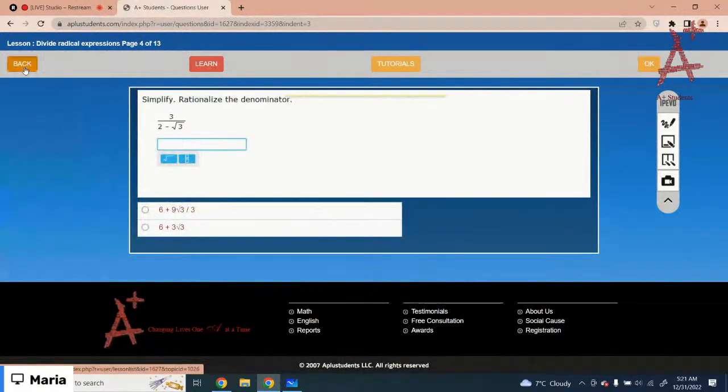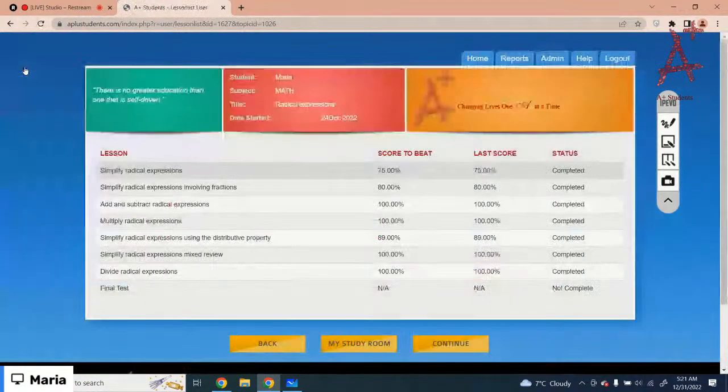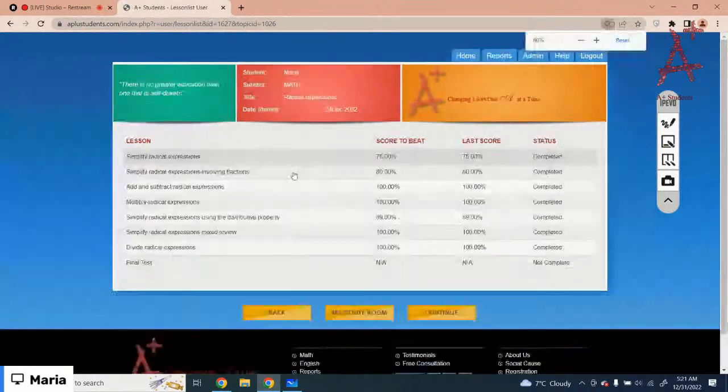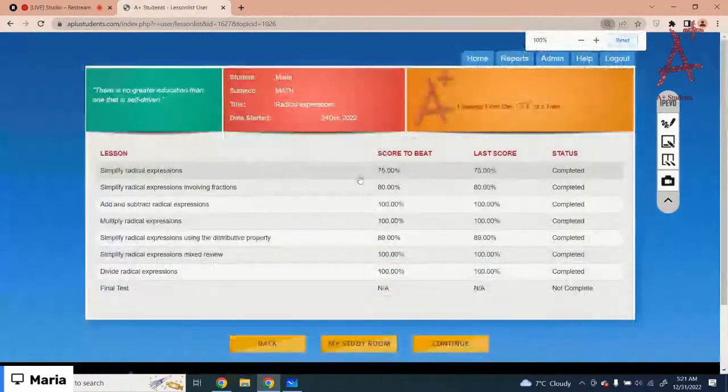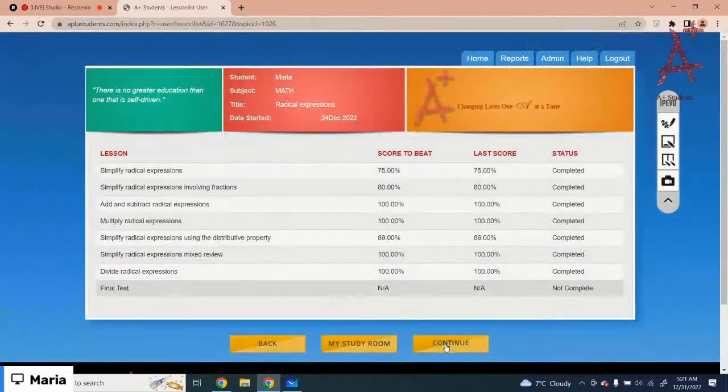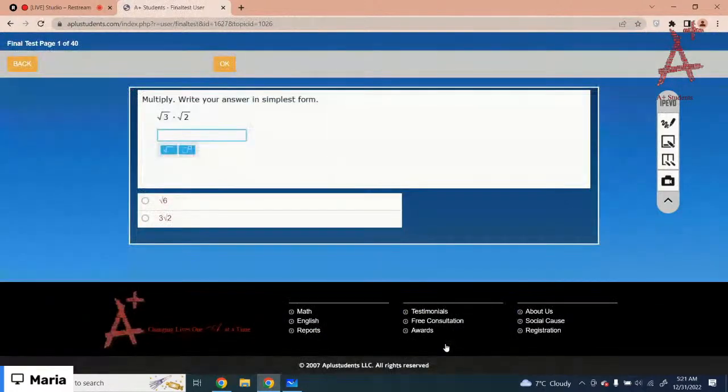The next topic is the final test of the chapter, radical expressions. Got it? So let's just start with the final test of the chapter, radical expressions. So here is the final test. So you have to multiply.